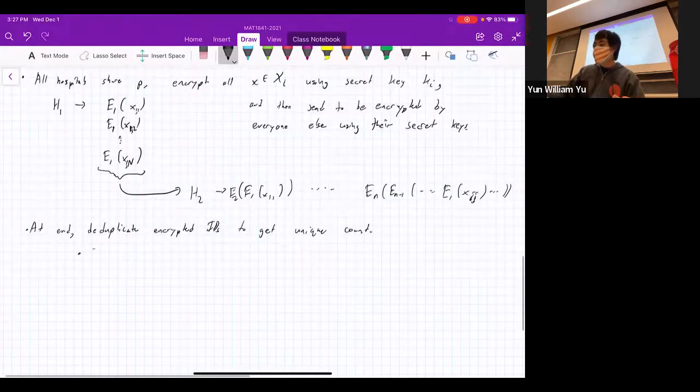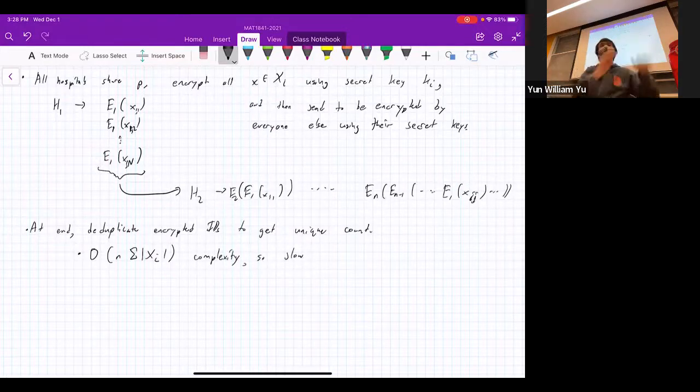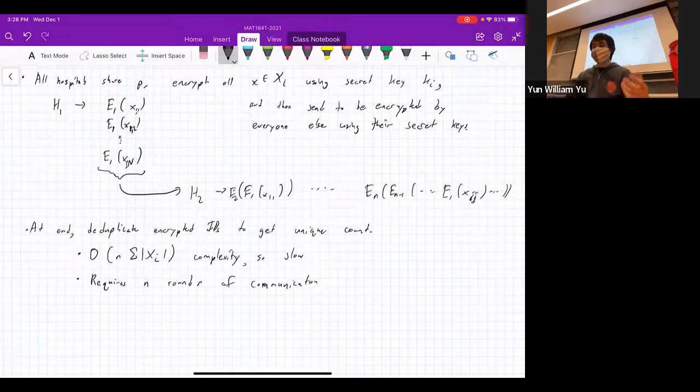Okay, and this is kind of slow because of course this takes O of n times the sum of x_i in complexity, because everyone's entire patient sets have to be encrypted n times by each of the hospitals, and then you need to do a deduplication operation. Even more importantly though, this requires n rounds of communication, which is slightly painful. So it's just a lot of complexity.